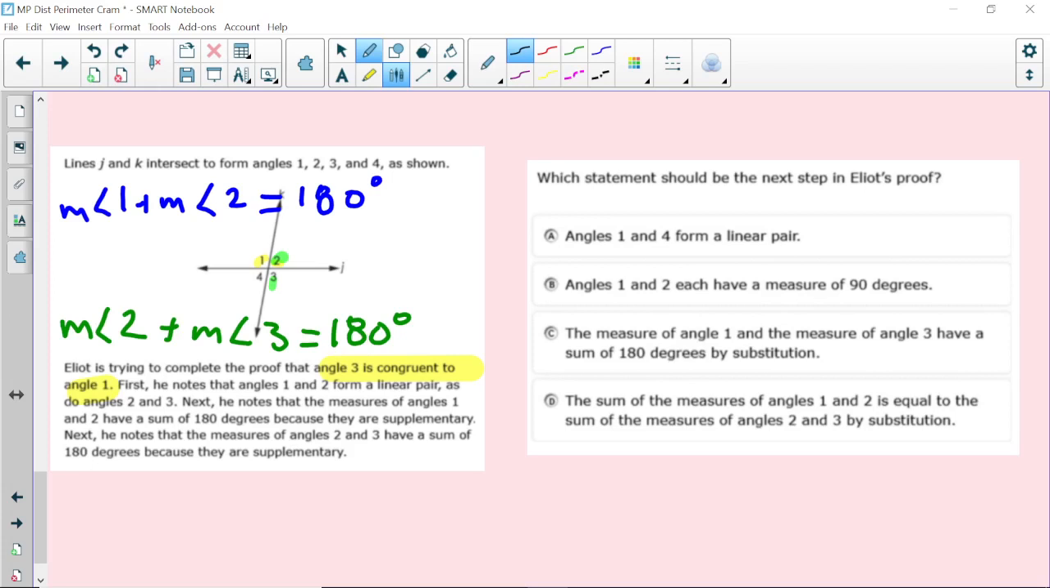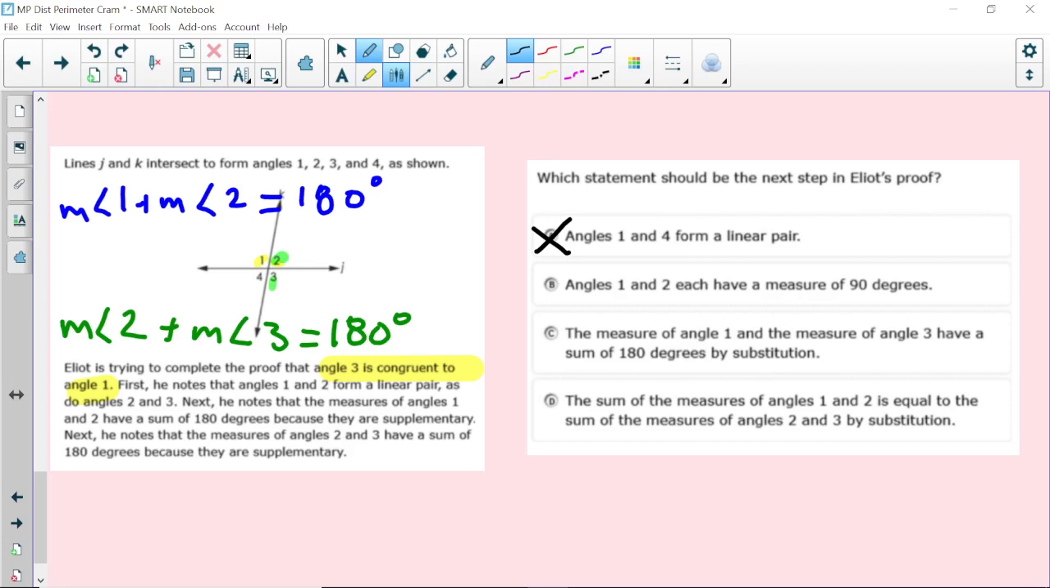Option A: angles 1 and 4 form a linear pair. That is true, angle 1 and angle 4 do form a linear pair. But does that help us reach the end goal? Does bringing angle 4 into the party help us? Not really, because we've already talked about angle 1 and angle 3, and that angle 2 is the connection point between them. So we don't really care about angle 4. We already have the pieces. We just have to pick the correct next statement. Although option A is a correct statement, it doesn't help us get to that end goal.